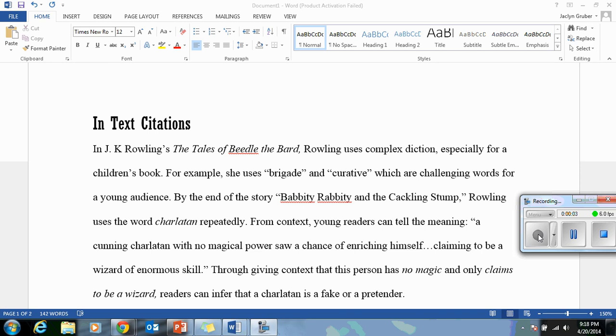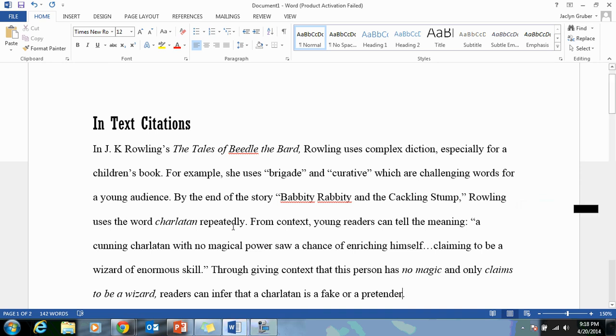This video goes over how to correctly cite an in-text citation in your paper. This is a little blurb about Beedle the Bard. The writer quotes Beedle the Bard here: "A cunning charlatan with no magical power saw a chance of enriching himself, claiming to be a wizard of enormous skill." So, a couple of things I want to point out here.